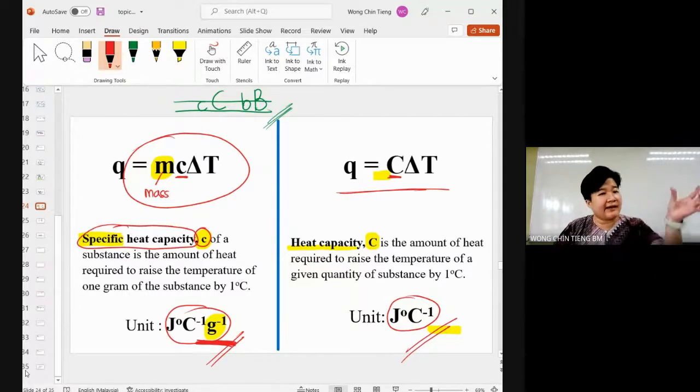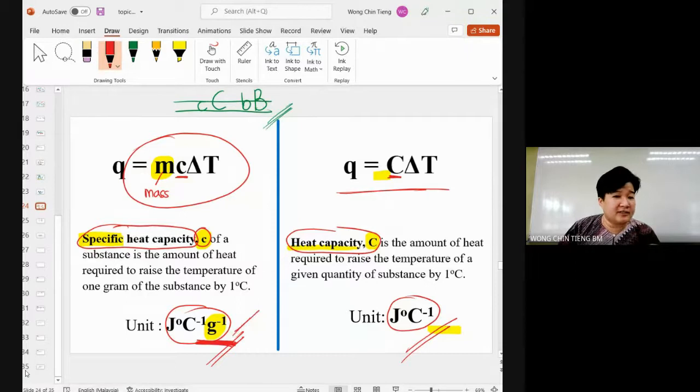Yang dia bagi adalah specific heat capacity atau heat capacity. Another way, selain daripada tengok dia spesifik atau tak, saya suka tengok unit. Sebab dari unit saya boleh nampak ada mass atau tak ada mass. Kalau ada gram negative 1, tak payah fikir sayang. MC delta T. Kalau tak ada gram, terus C delta T.